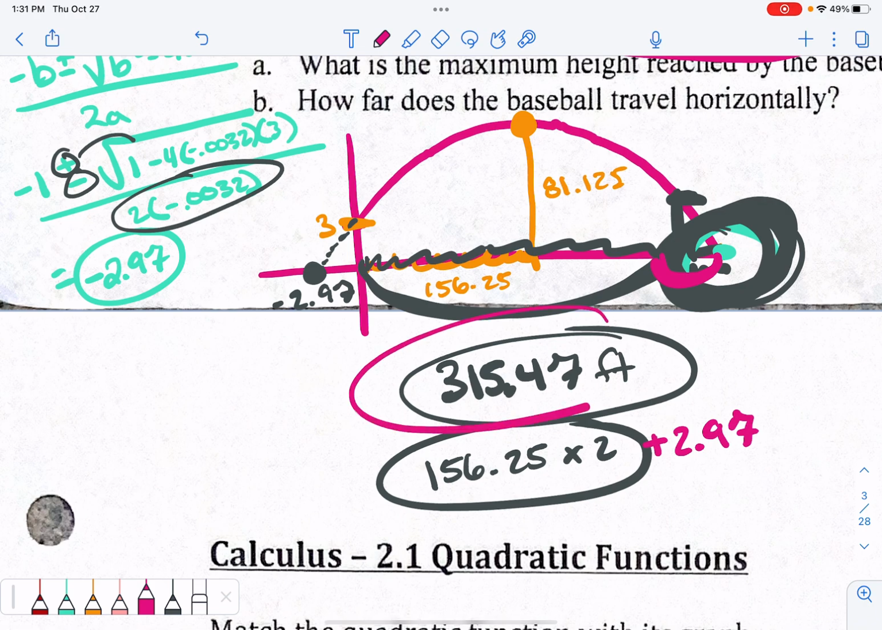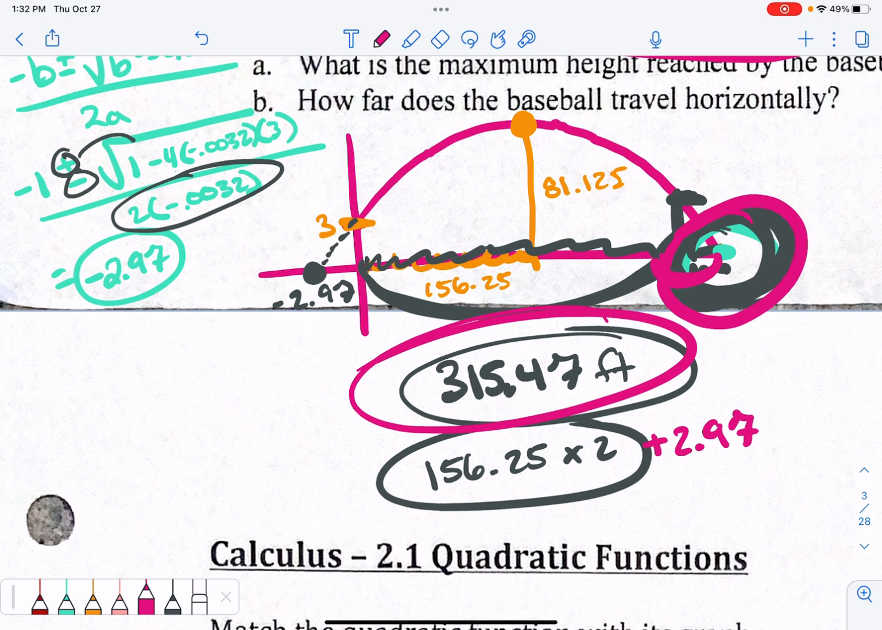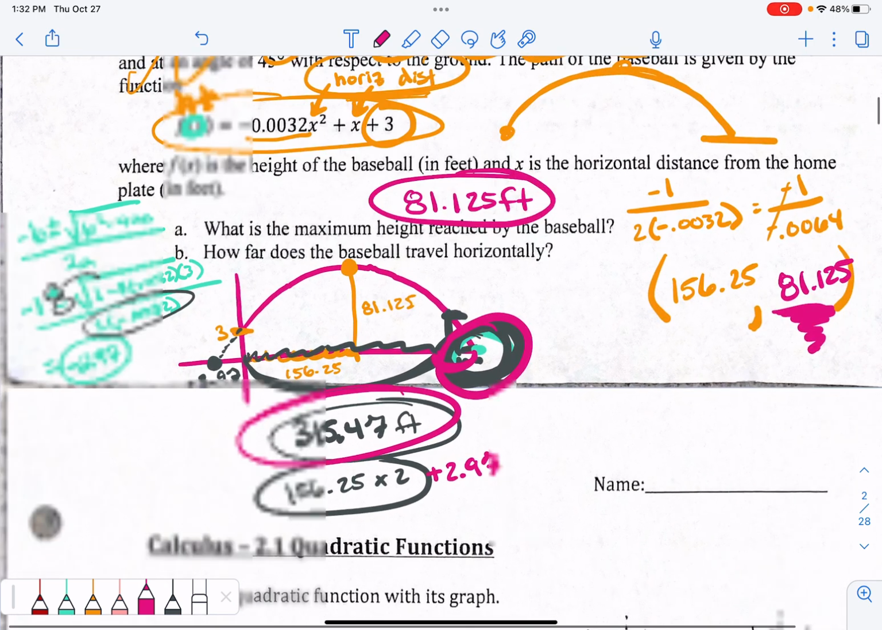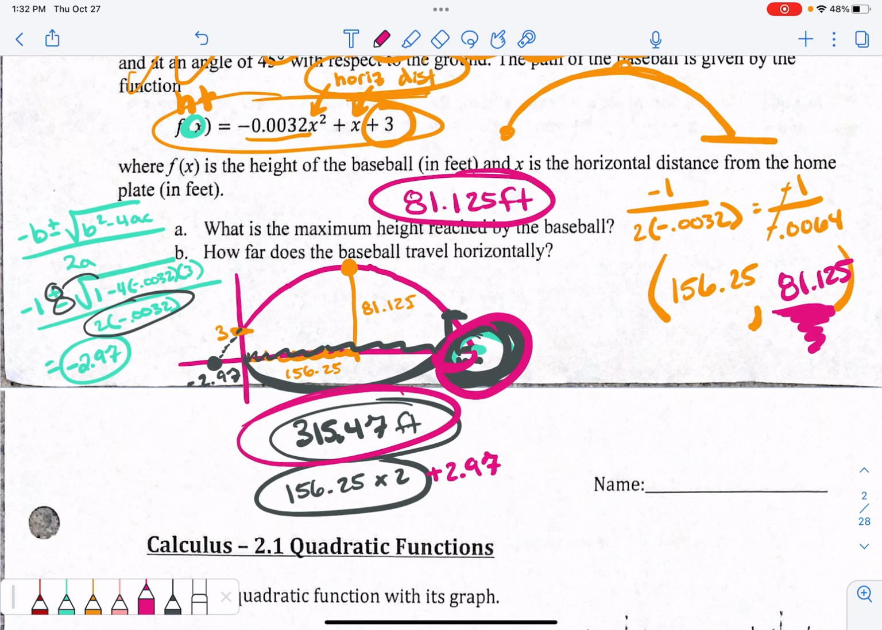That's just the quadratic formula. You're just finding the place where it touches the ground. The horizontal distance all the way through until it touches the ground is 315.47 feet. Perfect, that's B. Yay, there you go.